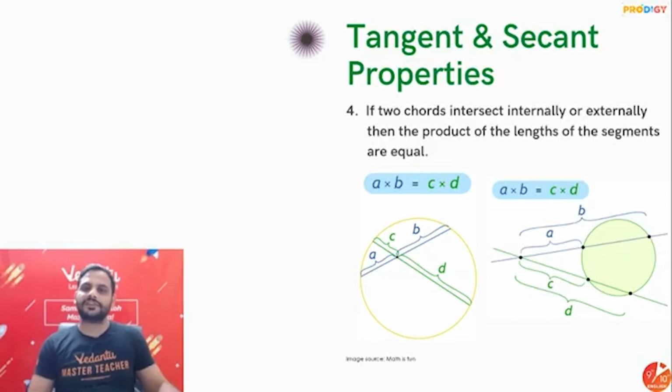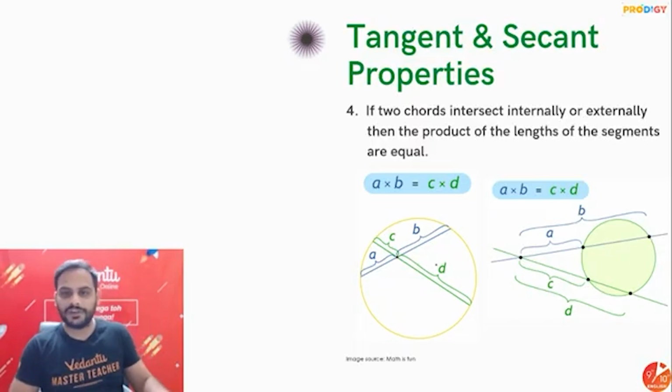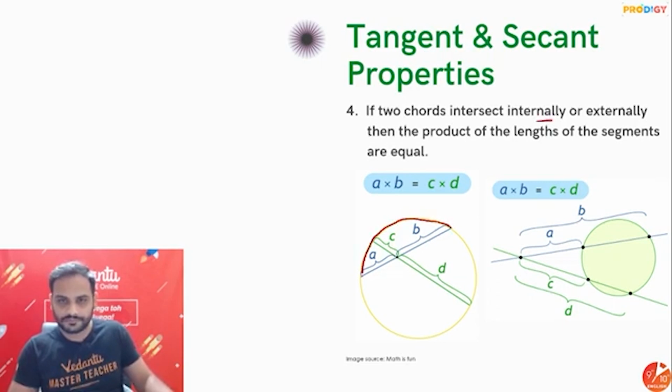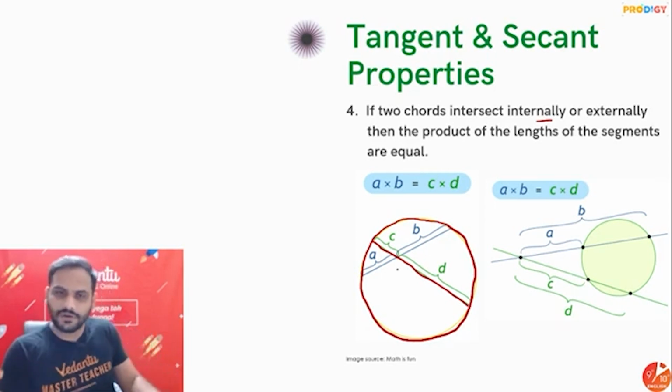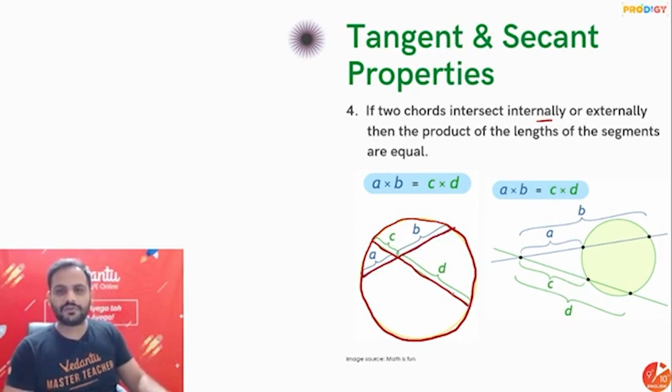Next is when two chords intersect internally or externally. First, what does internal intersection mean? Suppose this is your circle. Now one chord is chord CD and one chord is chord AB. Let me say these are two chords, and they are intersecting at one point over here.